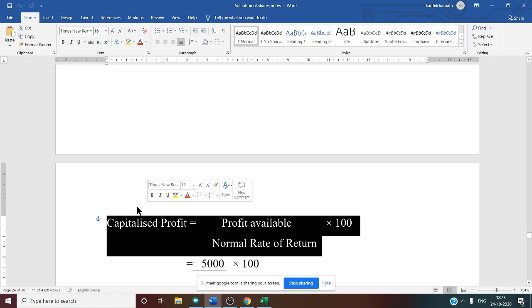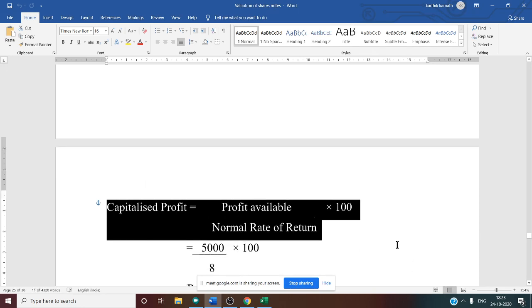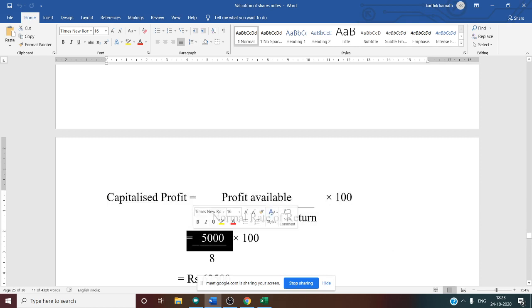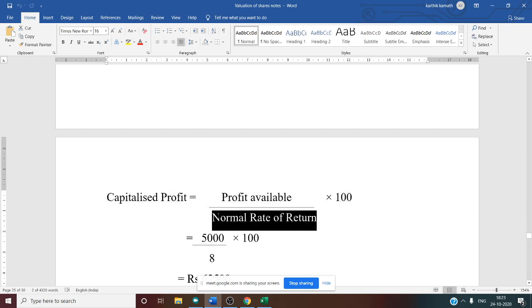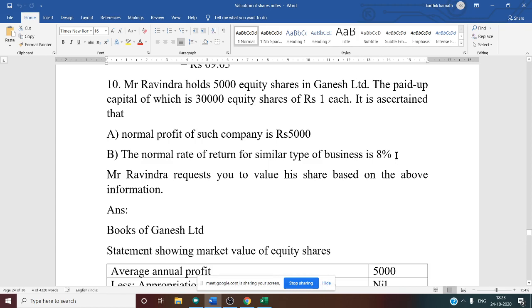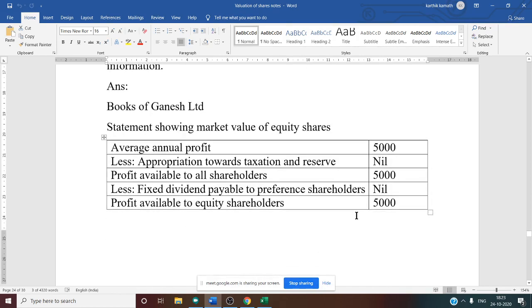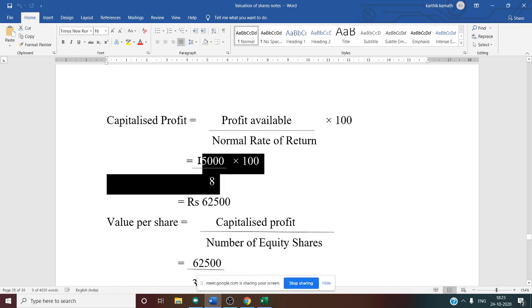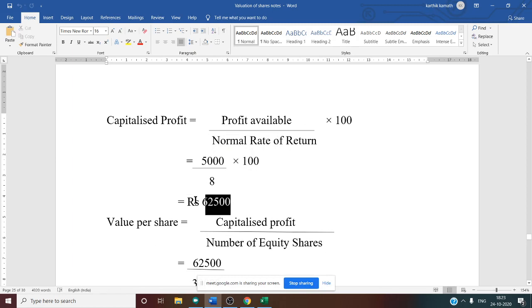The formula for capitalized profit is equal to profit available divided by normal rate of return into 100. Profit available we know, that is 5,000. Normal rate of return is given in the problem, that is 8%. So we need to write 8 in the denominator into 100. So capitalized profit will be 62,500.